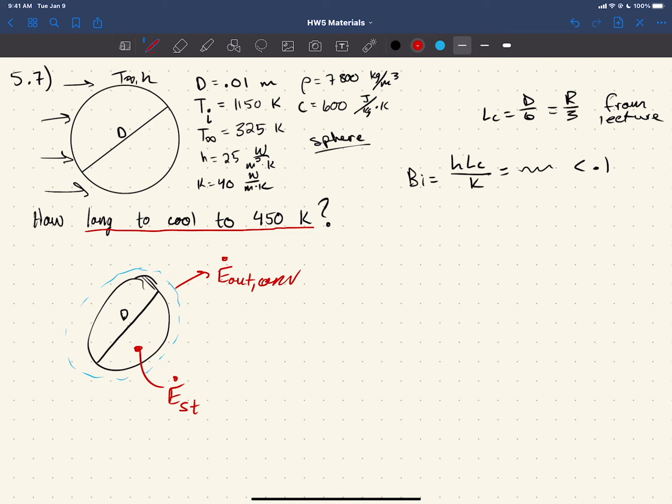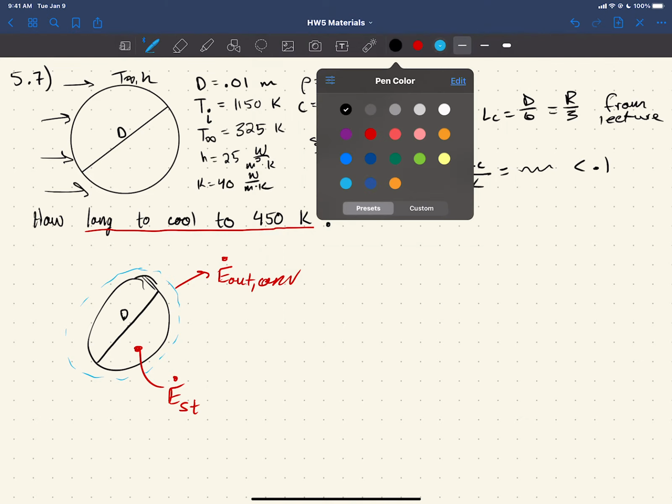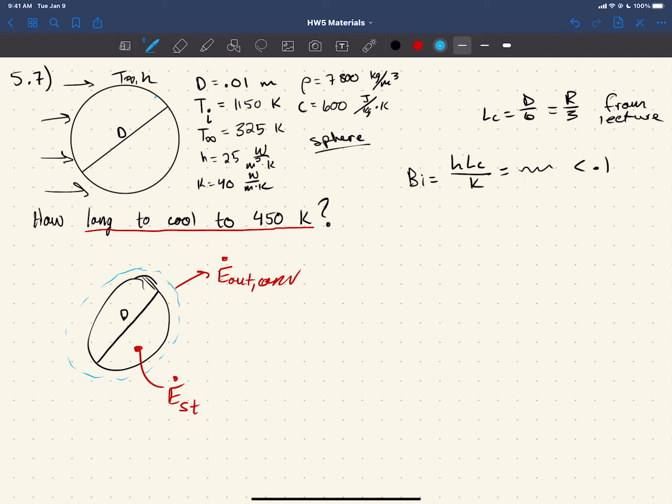Remember, the Biot number being less than 0.1 basically tells us about the temperature change from this surface to the center, throughout this sphere, the delta T along the radius, the temperature change through that whole body.